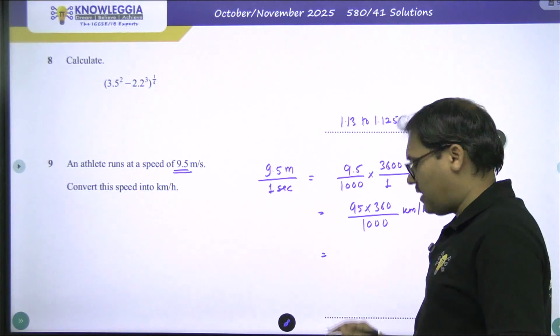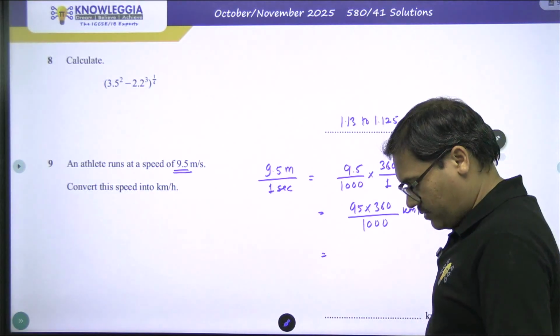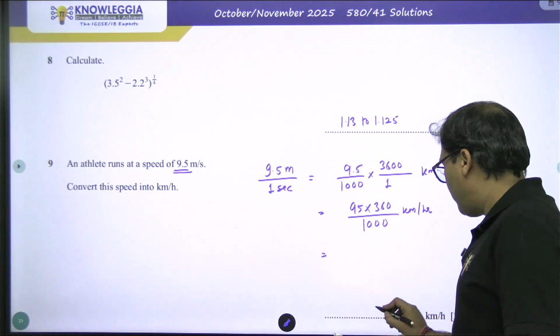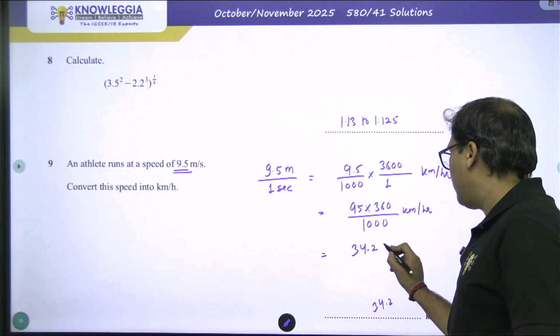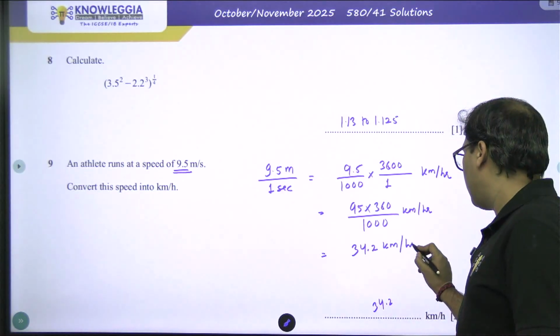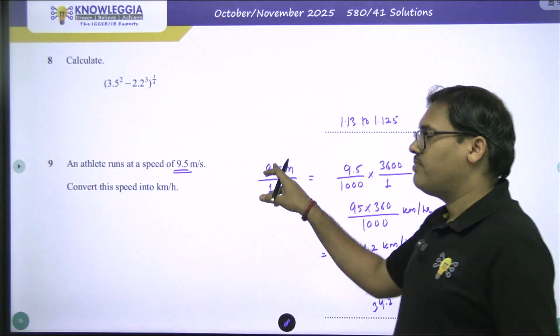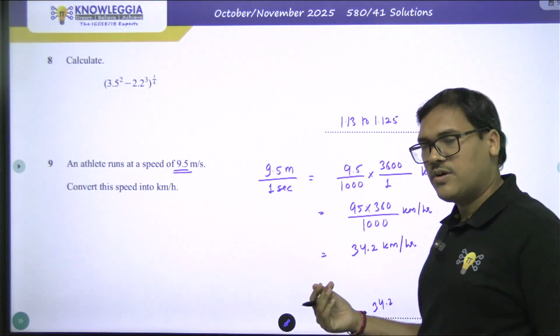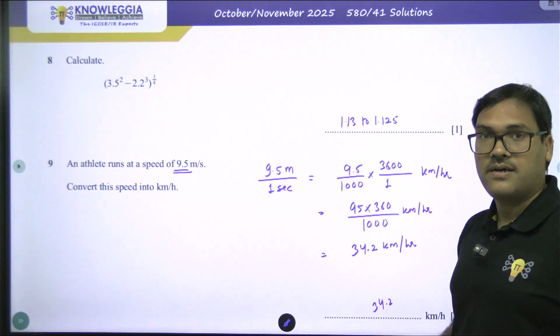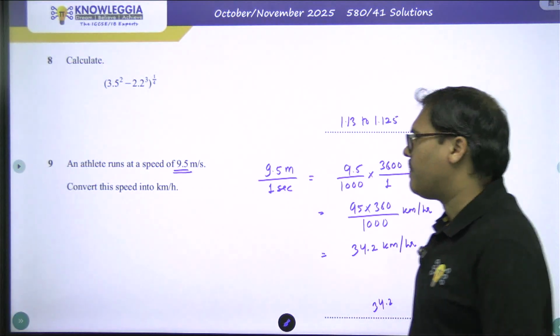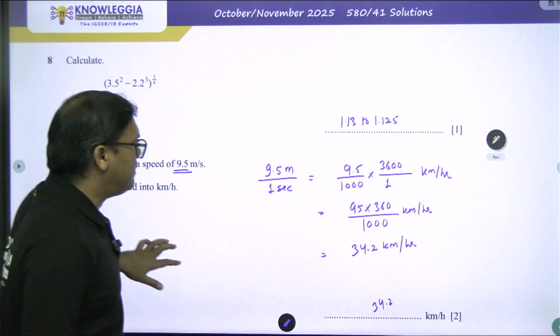So that will give you the answer. That is, this is 34.2. So this is 34.2 kilometers per hour. I hope this is clear. 9.5 meters divided by 1000 will convert to kilometer. And 1 second I have divided by 3600 for hour. Okay. So just put the value in the calculator, you will get the answer.